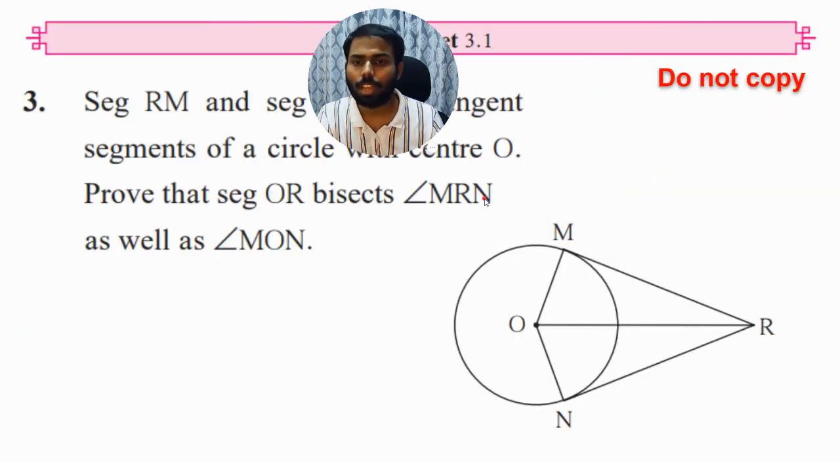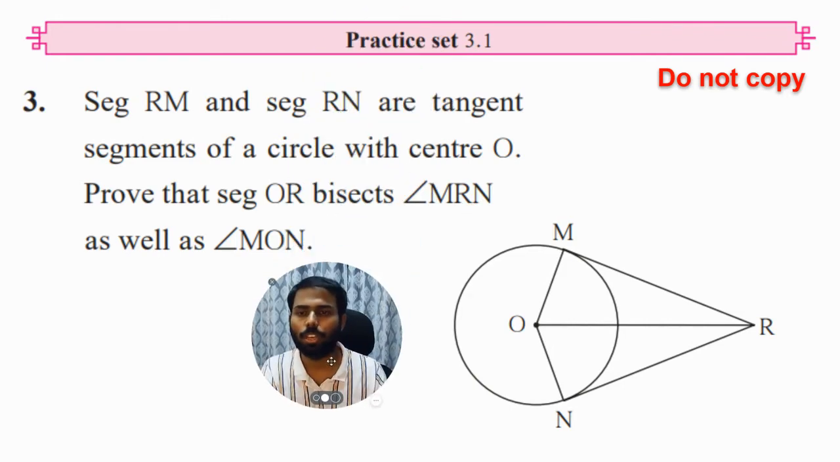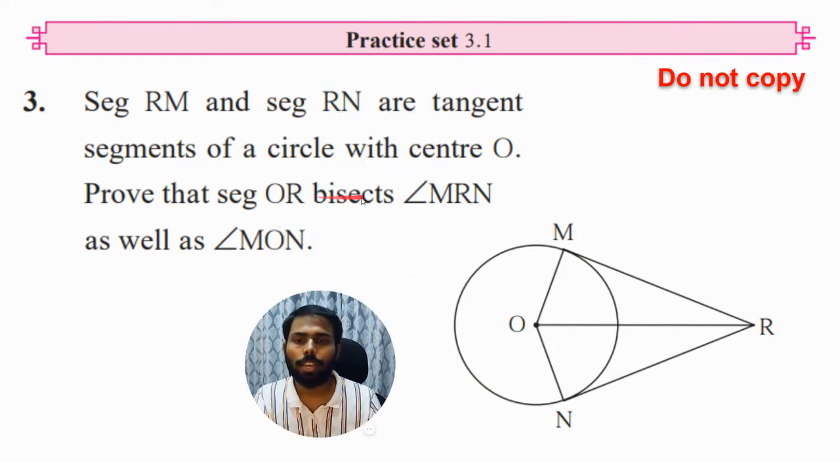But not just that, they've asked something extra in this sum. Okay, what is that extra bit? It bisects angle MRN.